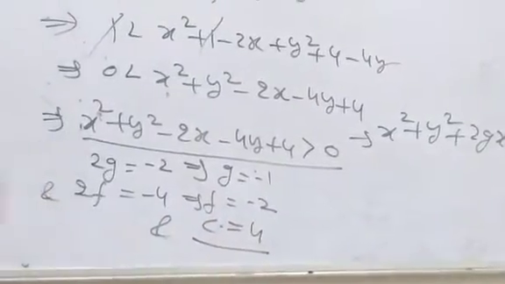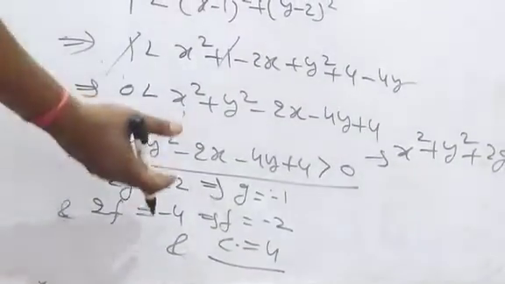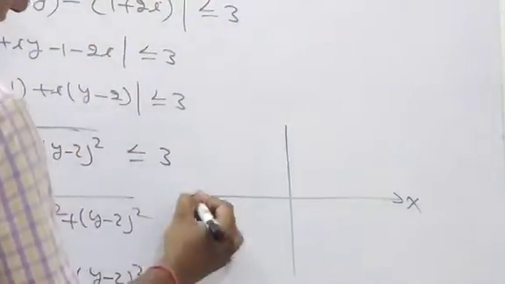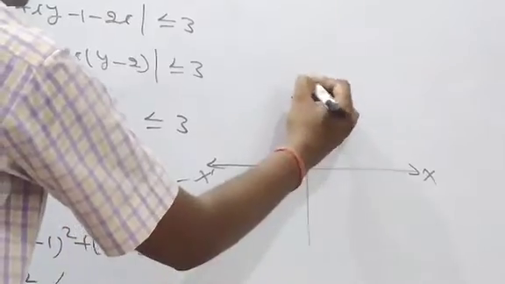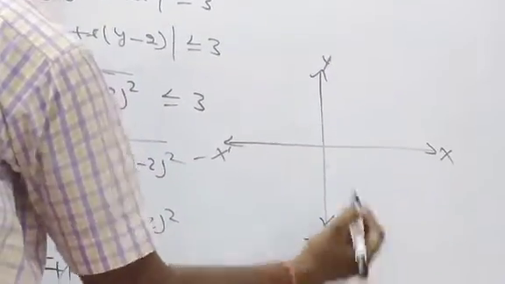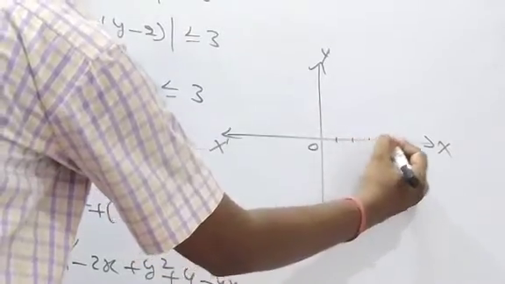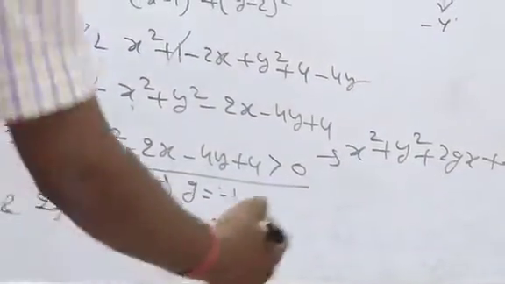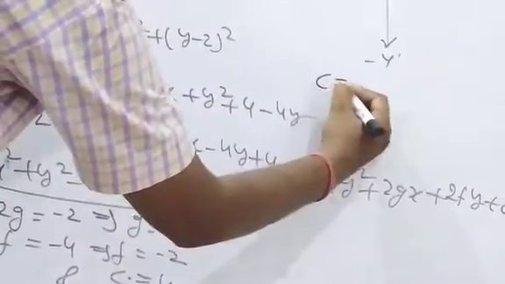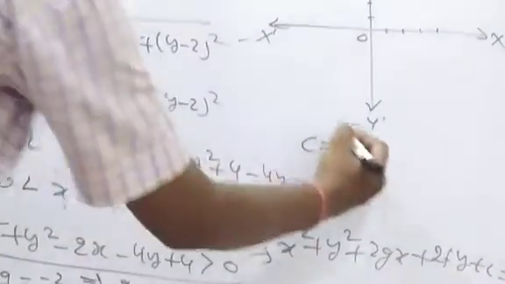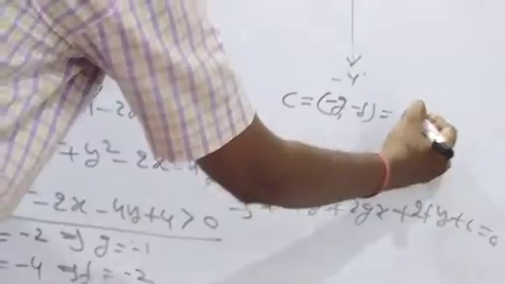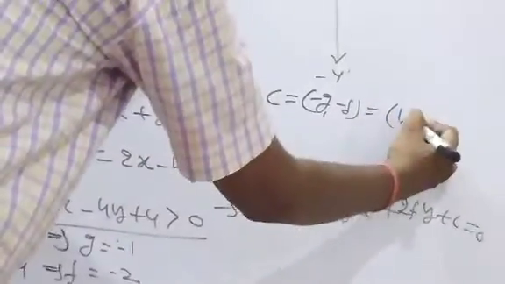Clear? Understood? Now we have to make this diagram. X-axis, x dash means negative axis here. Y-axis, y dash means negative axis here, origin. 1, 2, 3, 4. 1, 2, 3, 4. Clear? Now, first of all, find the center. Center is equal to minus g and minus f. G is equal to minus 1, so 1. F is equal to minus 2, so 2.